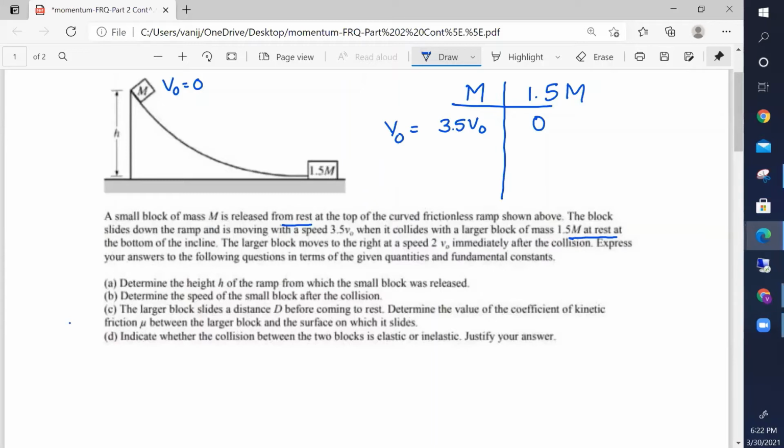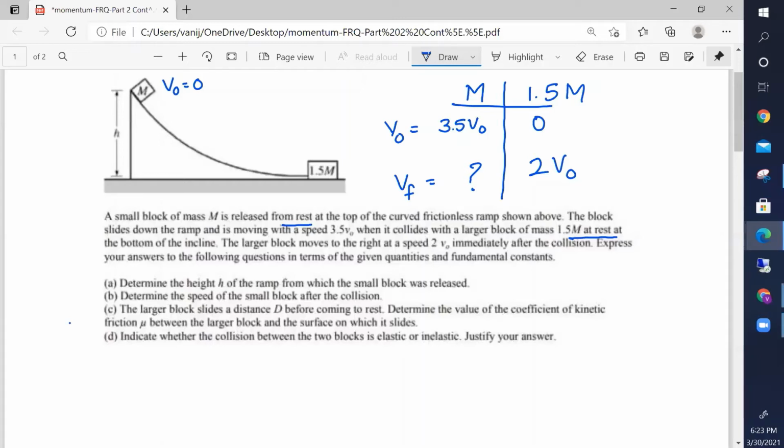Then let's look at the other information. The larger block moves to the right at a speed 2 v0 immediately after collision. So after collision, it's moving to the right. Right is positive, so I know that the final velocity is going to be 2 v0. This is the final velocity that I'm writing. And I do not know what the final velocity is for the mass m. I'm writing this information down so that it's easier for me to work with. Keep that in mind.